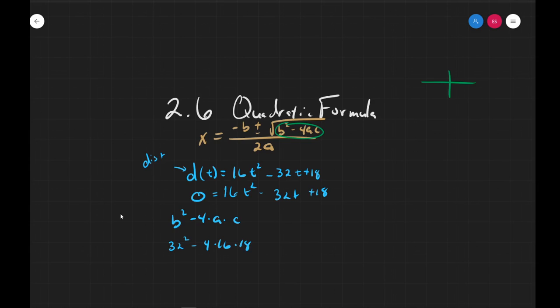So 32 squared, after some off-camera math, is 1024, and 4 times 16 times 18 is 1152. So when we subtract these two, we're going to get negative 128. Because our discriminant is negative, there is no real number value. There is no amount of time that we can use to take this distance from the puck to the bell and make it 0. There's no real numbers we can use for that. Okay? So with those ideas, complete the attached assignment.